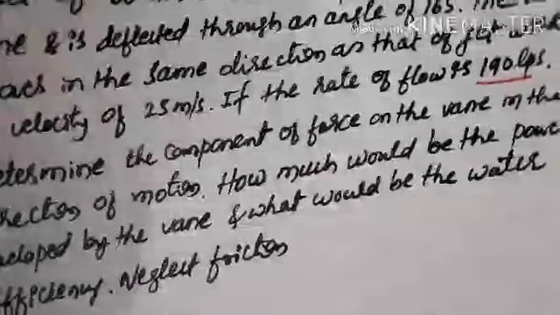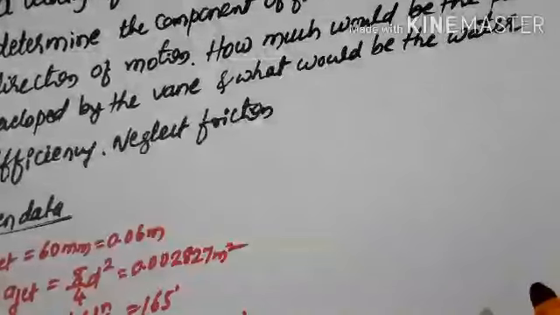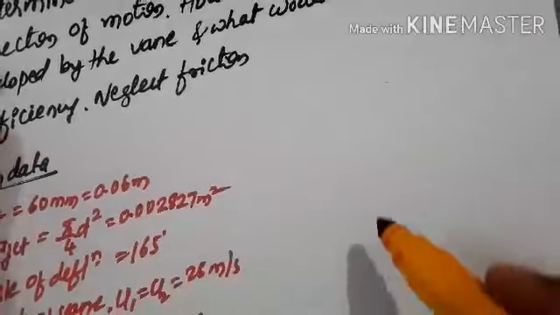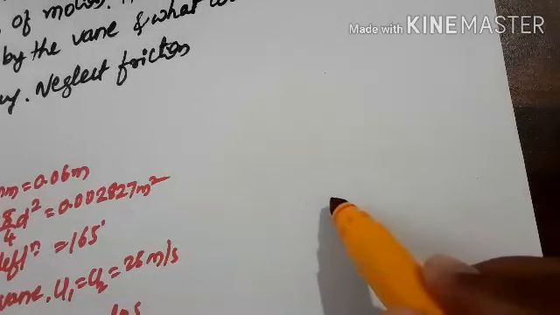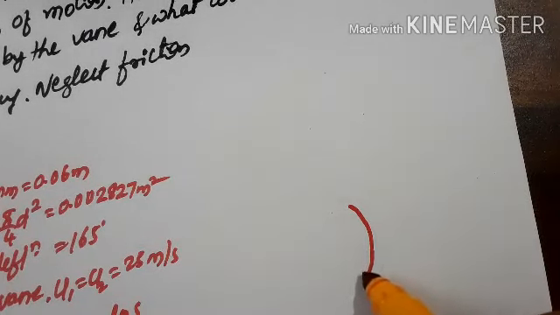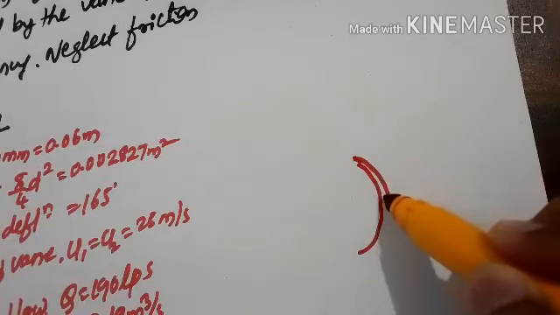So in this problem they have not mentioned at what angle the jet is striking the vane. Since the jet and vane are moving in the same direction, let us take that the jet is entering tangentially into the blade passage. So let us draw the velocity triangle. See, this is the vane, this is the curved vane, like this.